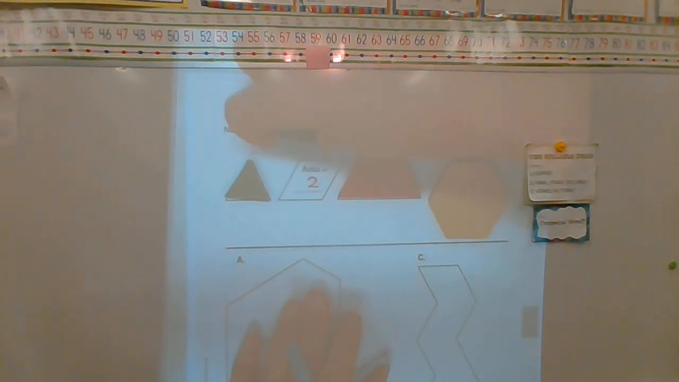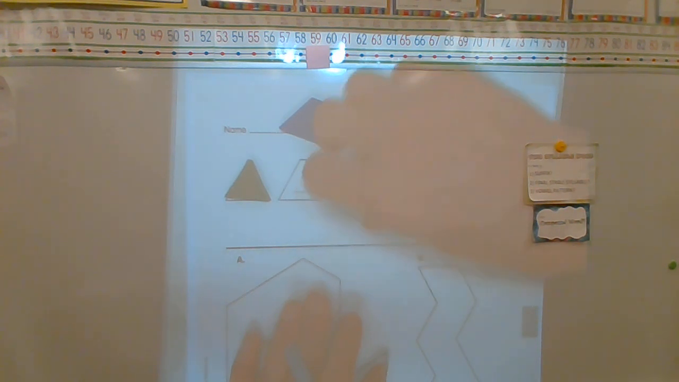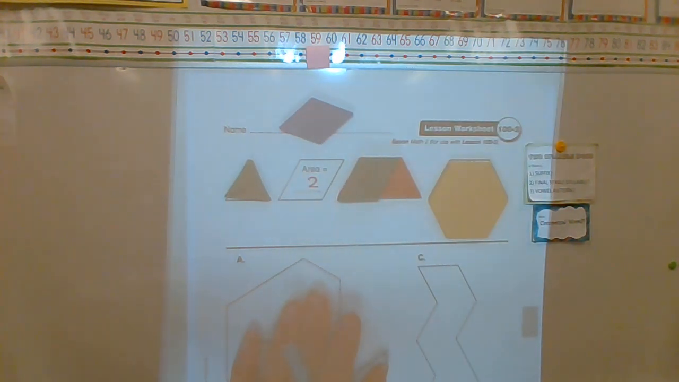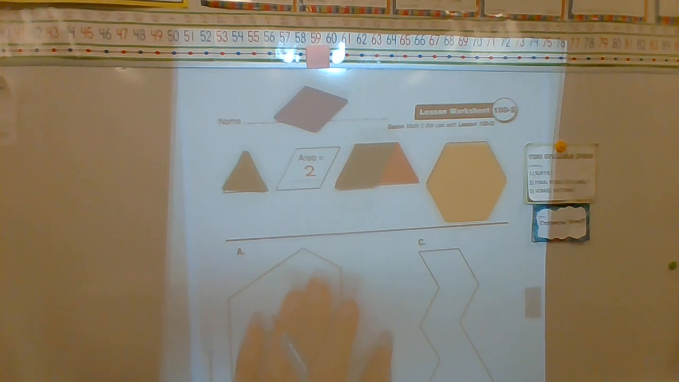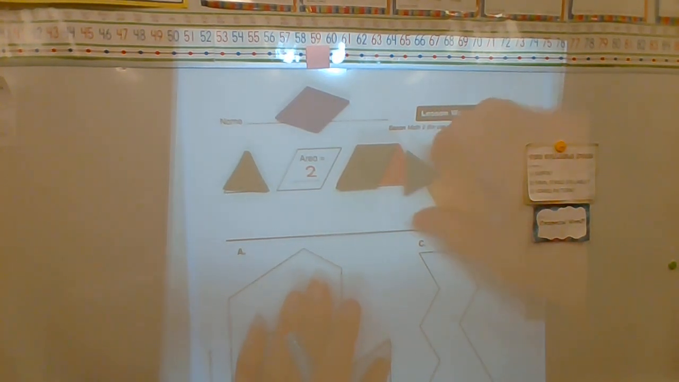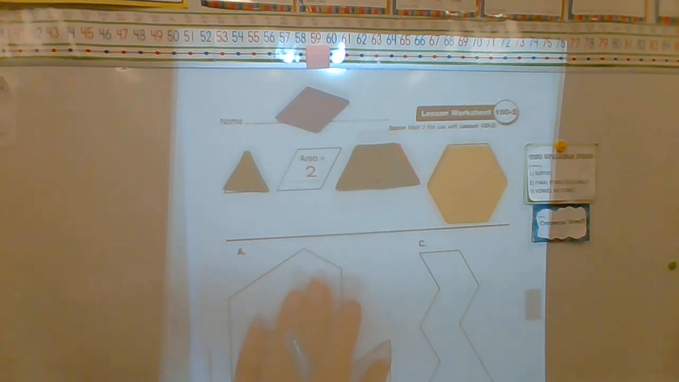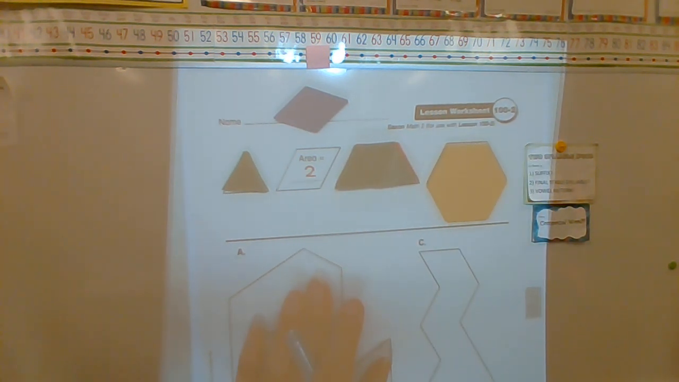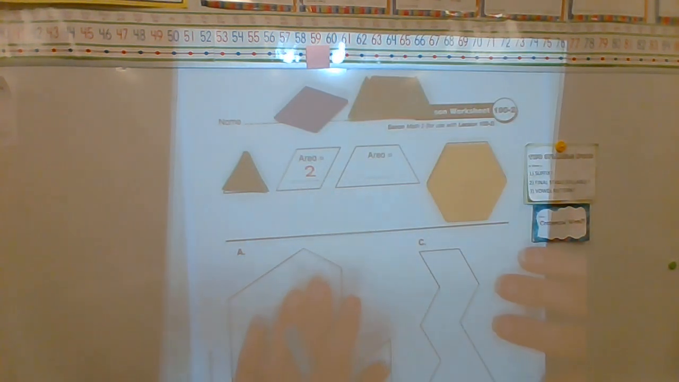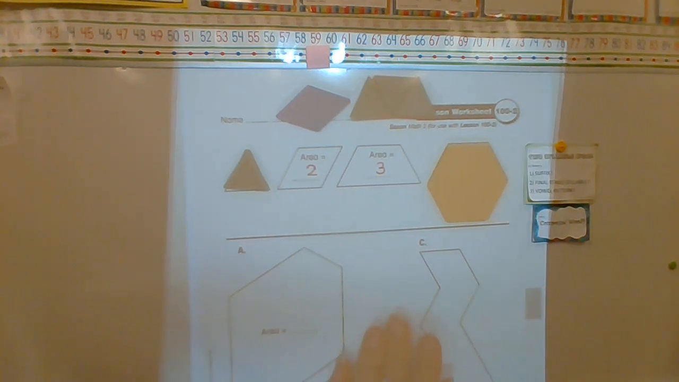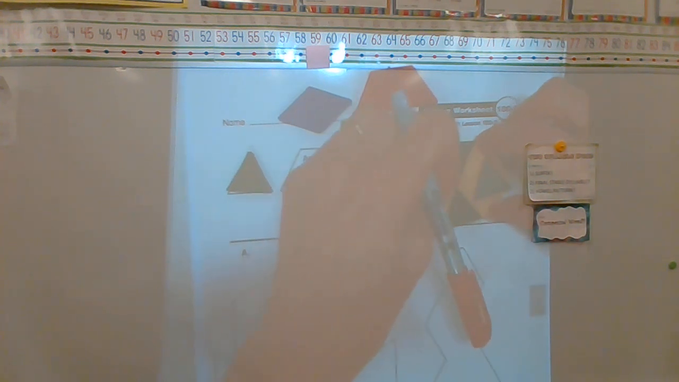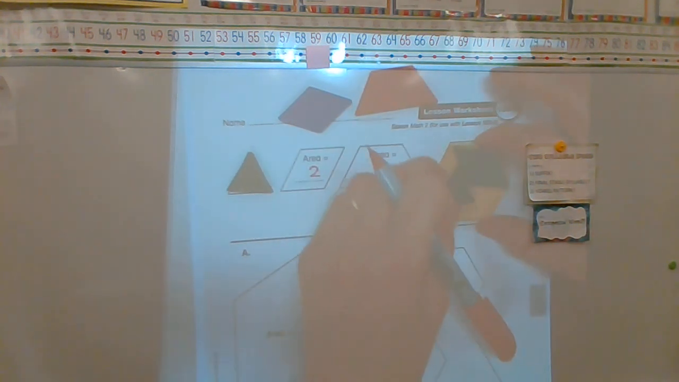How many green triangles will it take to cover the trapezoid? 3. So if it takes 3 triangles to cover a trapezoid, what is its area? 3, that's right. And how many does it take to cover the hexagon? And it's not our first time, so I'm guessing you already know.